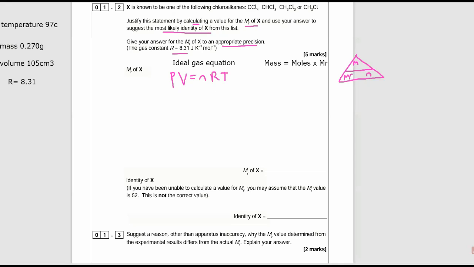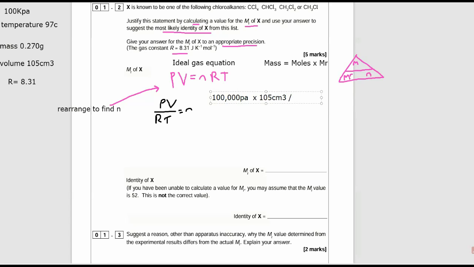So first of all we rearrange PV equals nRT. I need to make n, which is moles, the subject. So we do PV divided by RT, and that gives us n. So we've got pressure times volume over the gas constant times the temperature equals the moles, and pressure was 100 kilopascals. Now, in this equation, you've got to turn kilopascals to pascals, and you just have to memorize that.